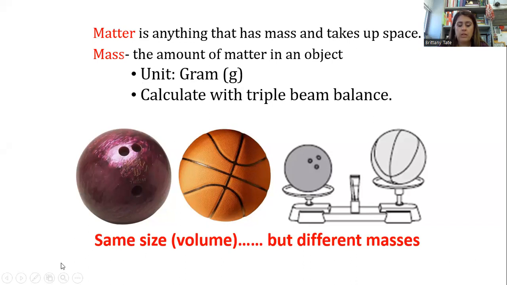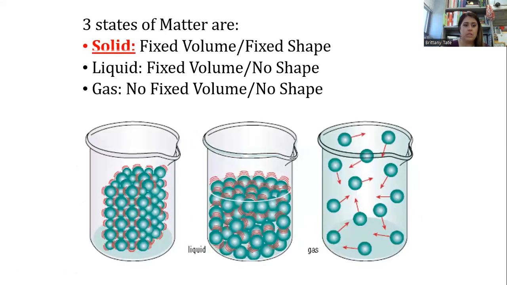I know this bottom part is in red, but you do not have to copy that down. So simply that is telling us that even though things can have the same volume, they can take the same amount of space up, they're going to have different masses. So thinking about a bowling ball and a basketball, same volume, different masses. Matter has 3 different states, and those are solid, liquid, and gas.